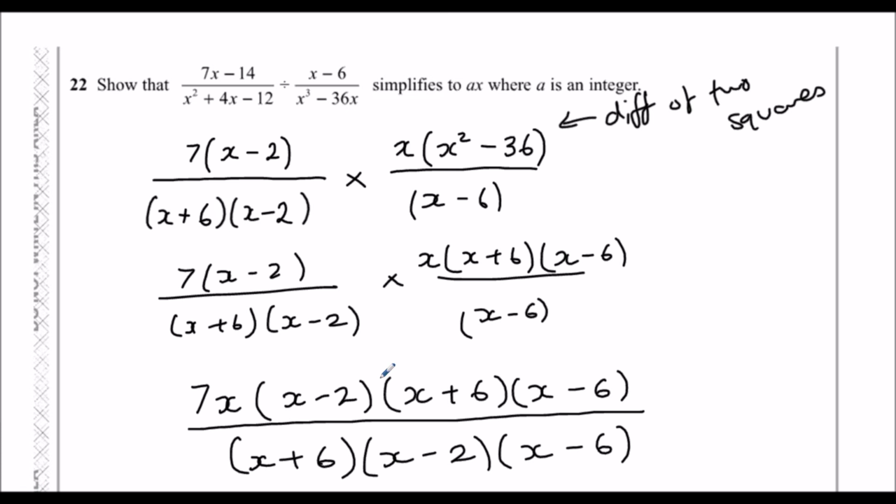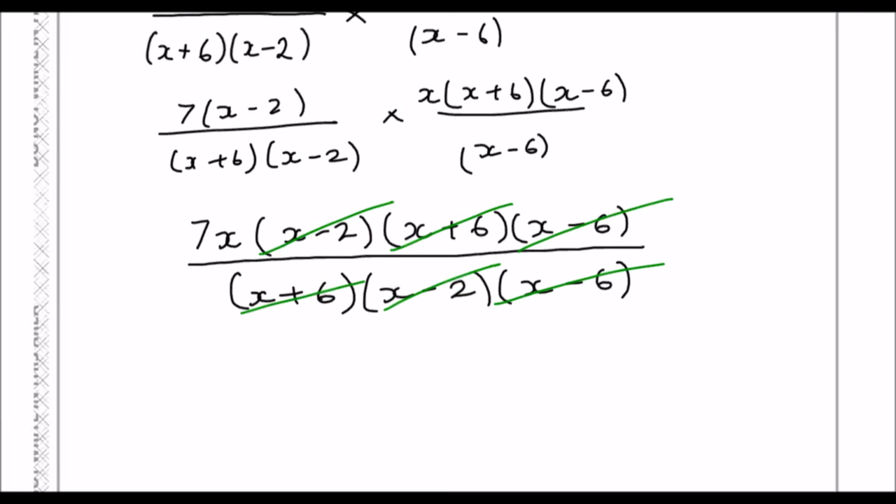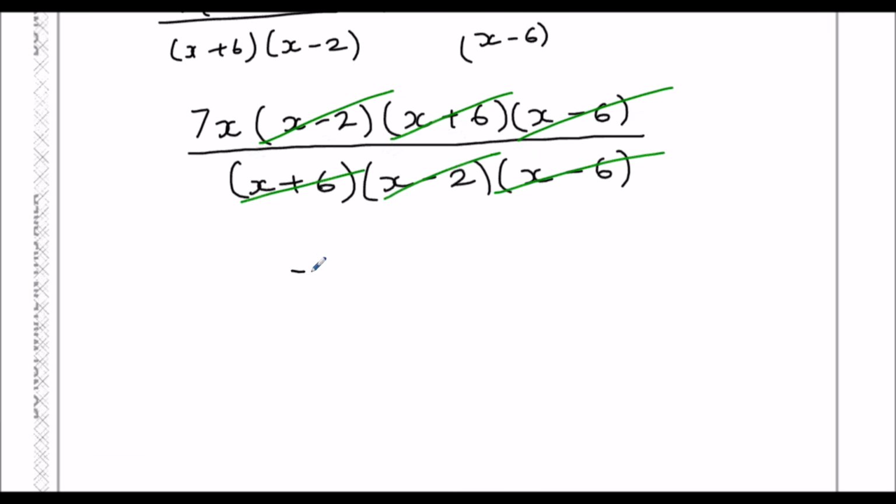And we can see that we've got x minus 2. We can divide top and bottom by x minus 2. We can divide top and bottom by x plus 6. And we can divide top and bottom by x minus 6. And that leaves us with just 7x, which is what we wanted.